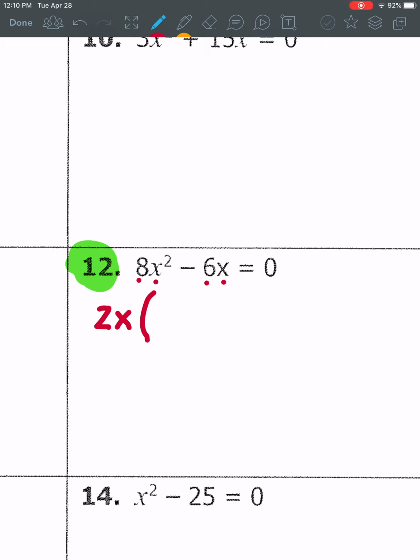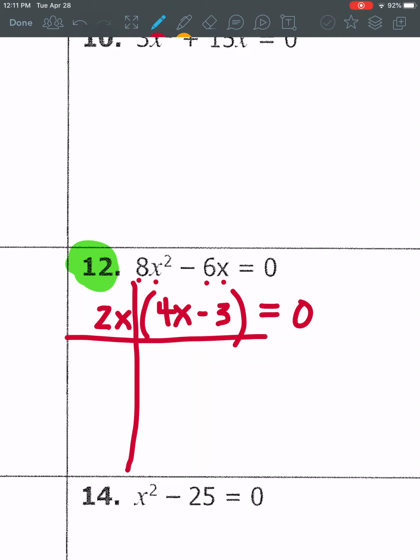Divide 8x squared, so we're going to get 4x, and then minus 3. I took 6x divided by 2x as well. Okay, I always double check, is it going to distribute back? So 2x times 4x is 8x squared, 2x times negative 3 is negative 6x. Okay, now in this example, we're going to set both of these, this monomial and this binomial, set equal to 0. So 2x equals 0, and then 4x minus 3 equals 0.